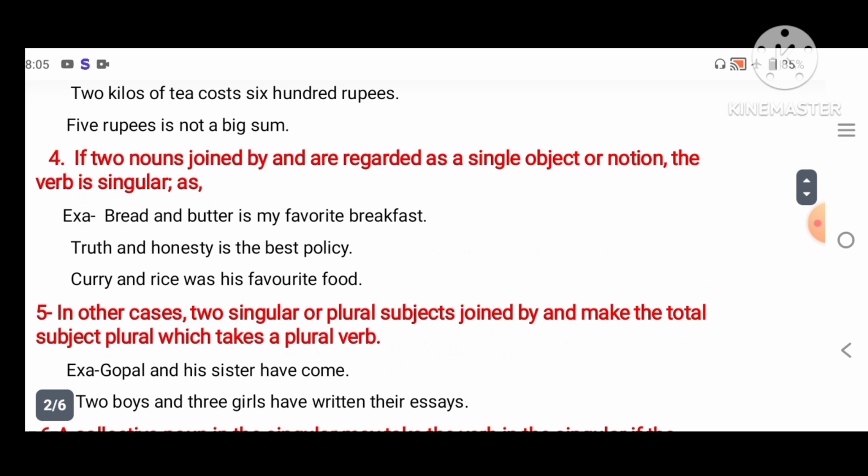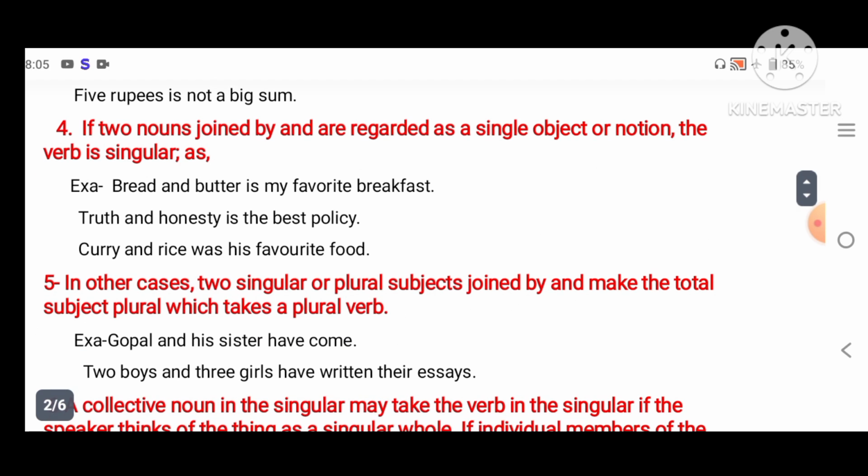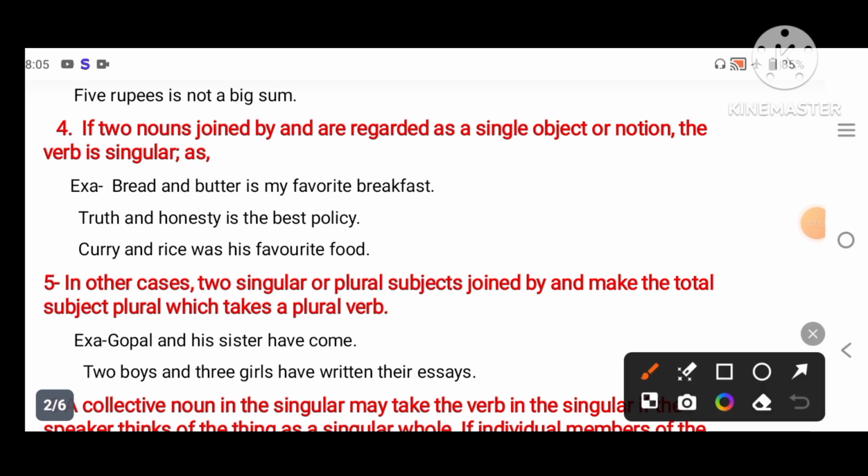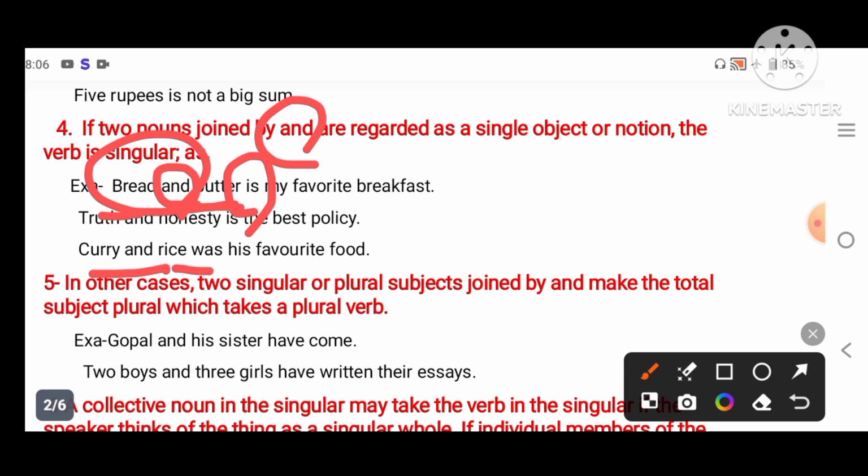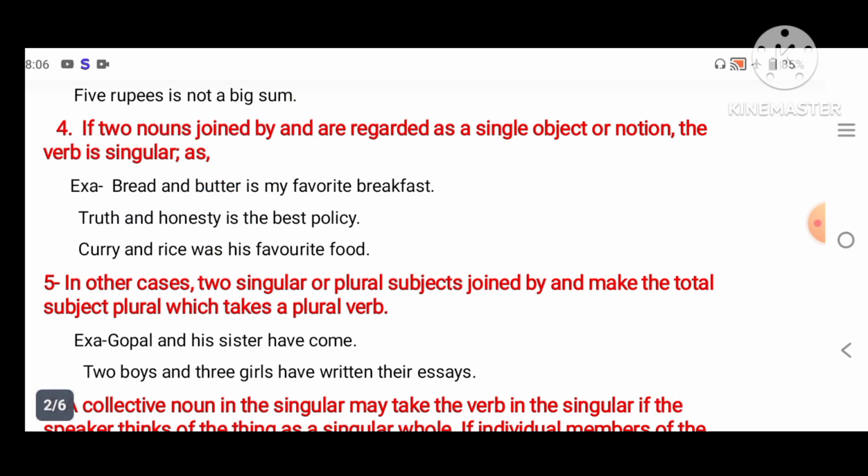If two nouns joined by "and" are regarded as a single object or notion, the verb is singular. This is a very important question, my dear students, and it always comes in your exam. Bread is a noun, butter is a noun, and these two nouns are joined by "and", but they represent a single figure, so in this case we will use a singular verb. Curry and rice, that is a single figure, here we use the singular verb.